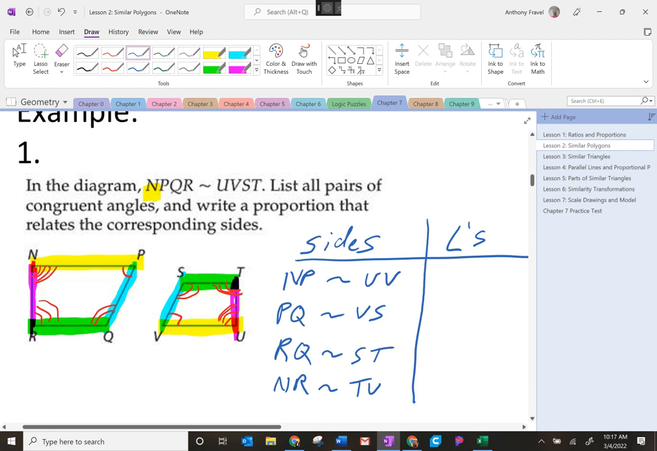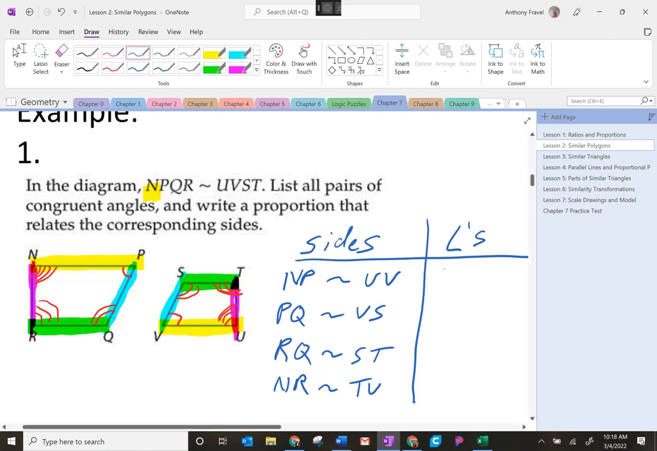Again, I did it with colors to show it. But both my yellow ones were matching up. Both my blue ones, that second set of letters, were matching up. ST and then RQ, those green ones were matching up. And then my purple ones, those ones are all matching up. For my angles, the angles that are going to be related to each other, okay?